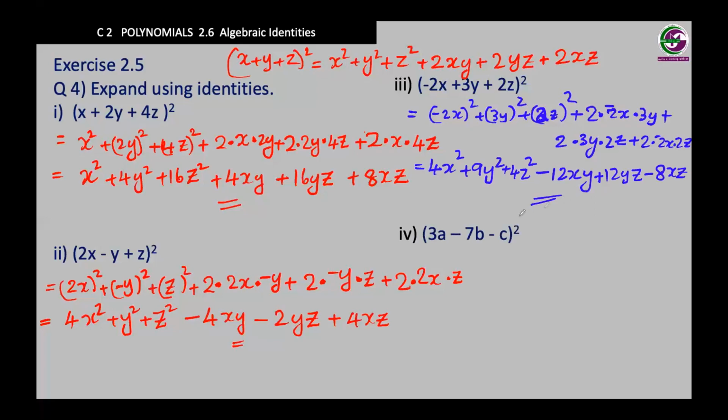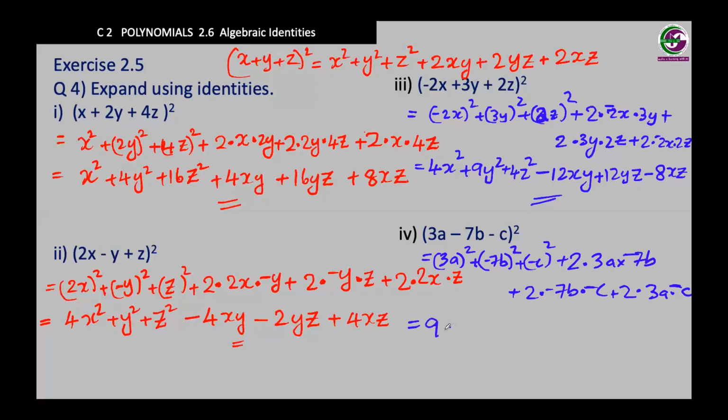Let's move on to the last part of the same question. Again, we have three terms, so we can rewrite square of the first term, plus the square of the second term. The negative should be in the bracket, again in the bracket, plus 2 times first term times the second term, plus 2 times second term times the last term, plus 2 times first term times the last term. These negatives are very important, and don't forget to take it with you.